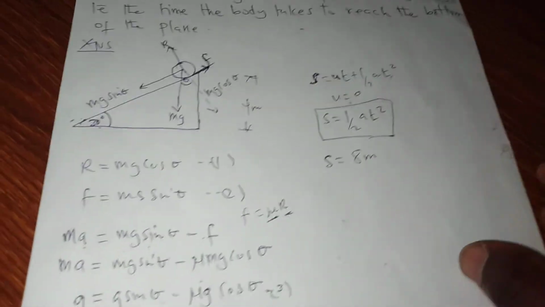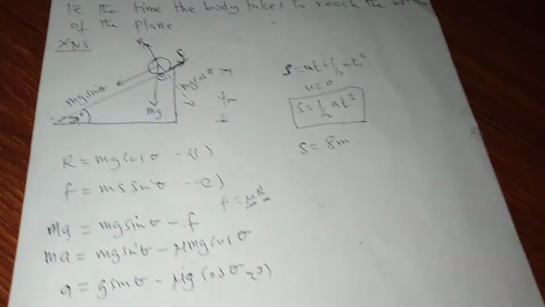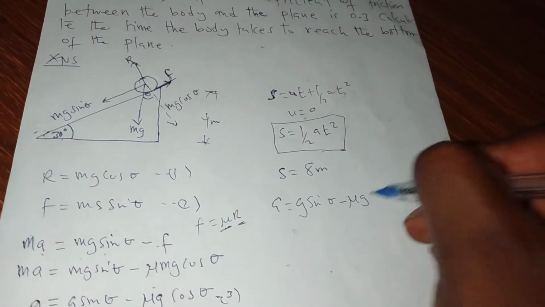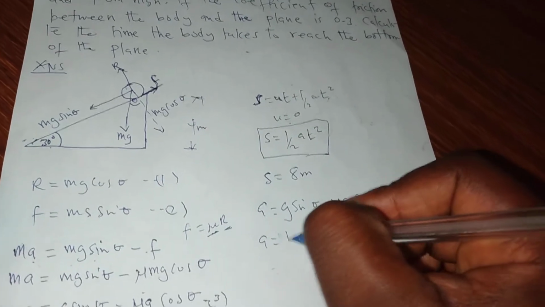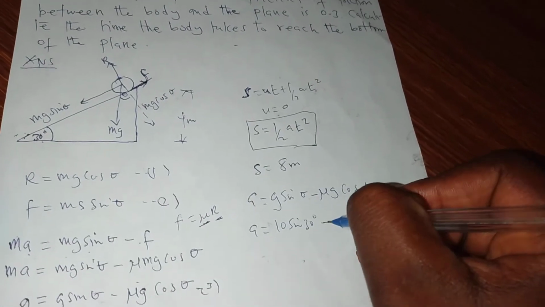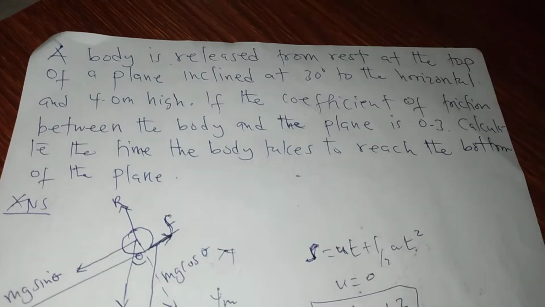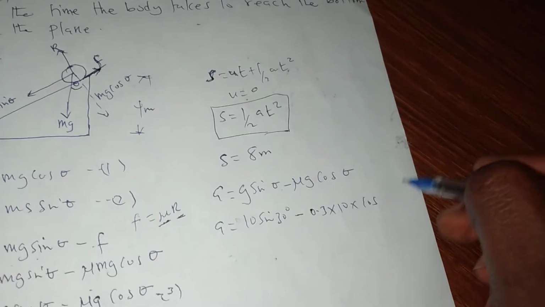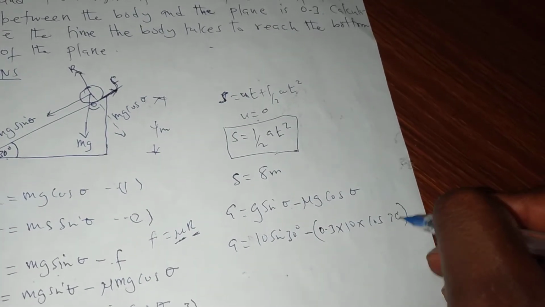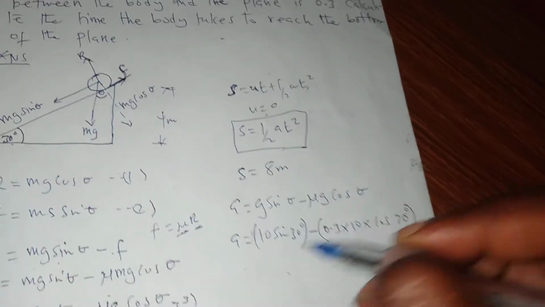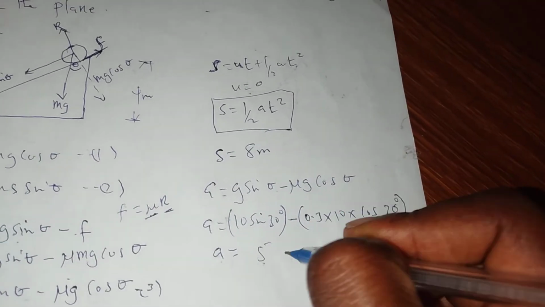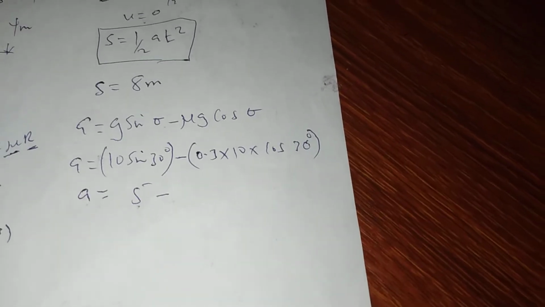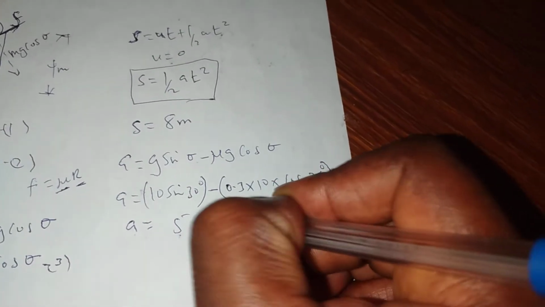So we need to find our acceleration. From the equation, we have our acceleration a equal to g sine theta minus mu g cos theta. So a becomes 10 sine 30 degrees minus, from the question, we're given the coefficient of friction to be 0.3, so minus 0.3 times 10 times cos of 30 degrees. Let's put all this in brackets. So here, a is going to give us 5 minus, if you multiply 0.3 by 10 by cos of 30 degrees, you should arrive at 2.598.